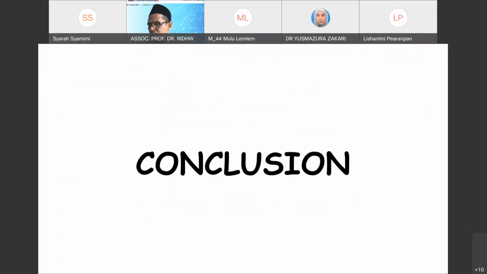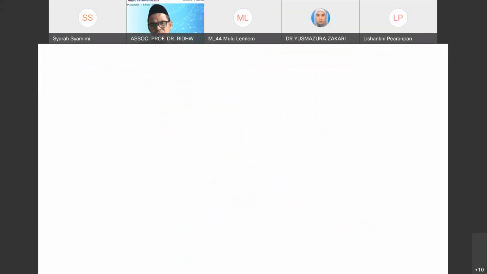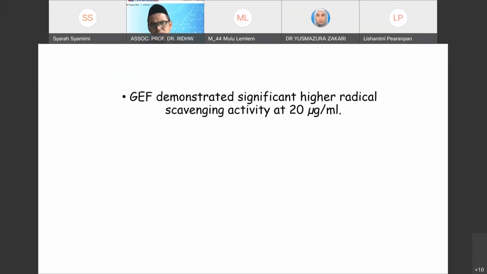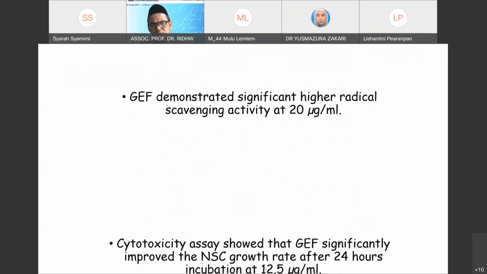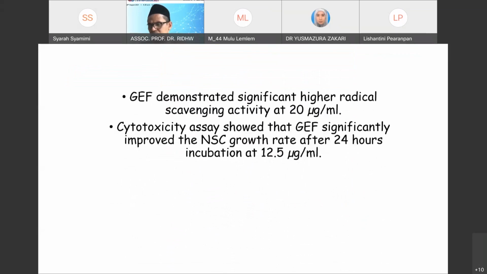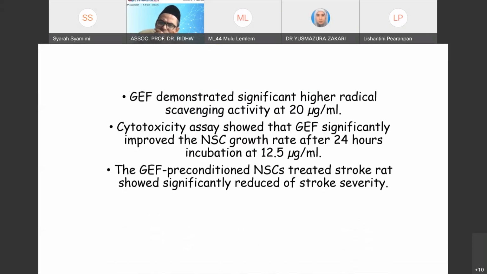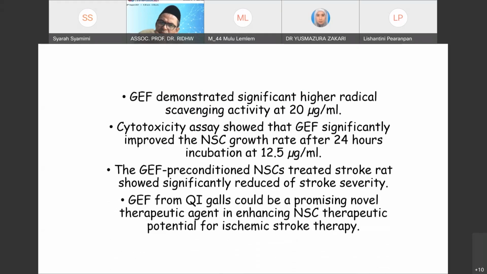So what I can conclude in this study is that GEF demonstrates significantly higher radical scavenging activity at 20 microgram per ml, and GEF significantly improved the NSC growth rate after 24 hours at 12.5 microgram per ml. And the GEF preconditioned neural stem cell treated stroke rats show significantly reduced stroke severity, and it could be a promising novel therapeutic agent in enhancing NSC therapeutic potential for ischemic stroke therapy.